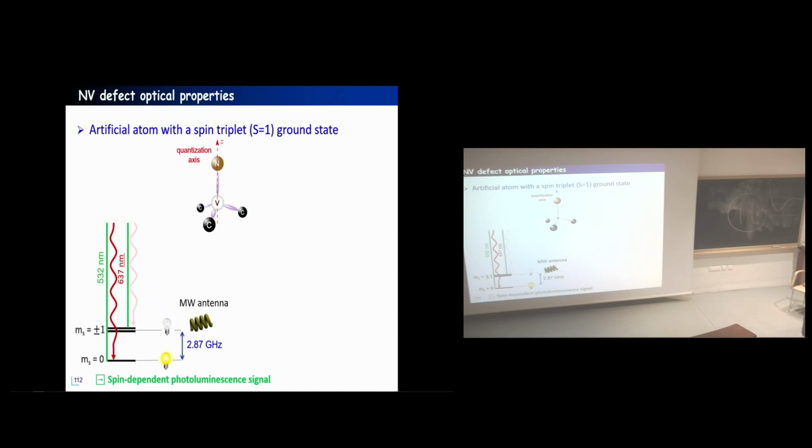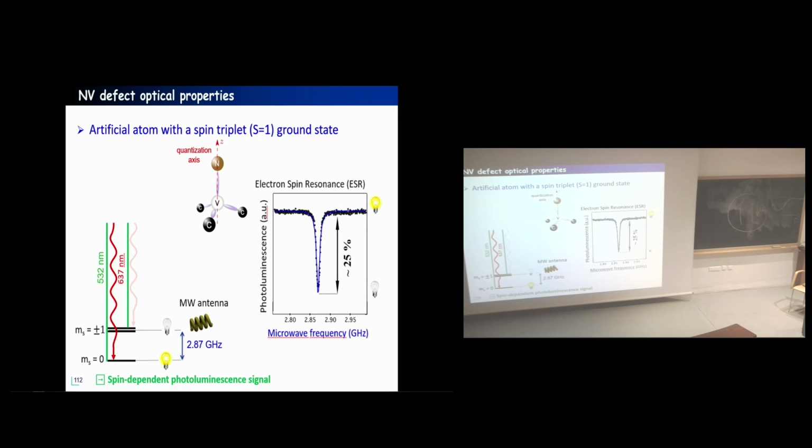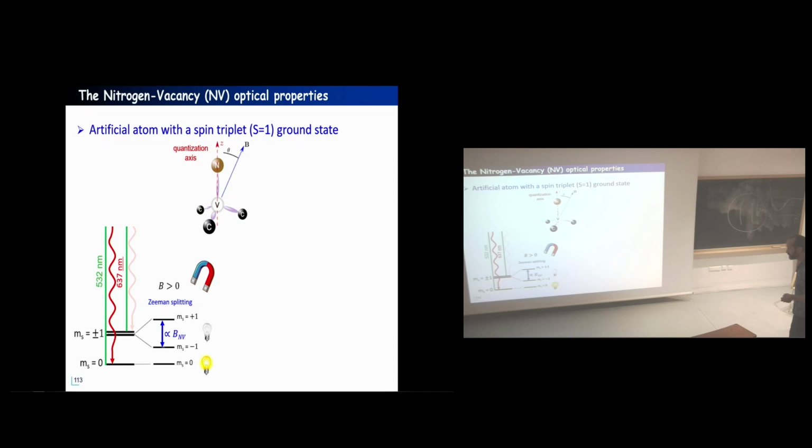Now, if you use a microwave antenna to excite this system, this is what you get. This is the photoluminescence versus the microwave frequency. As soon as the frequency reaches the difference of energy between those levels, you have the so-called electron spin resonance, and the photoluminescence drops by 25%.